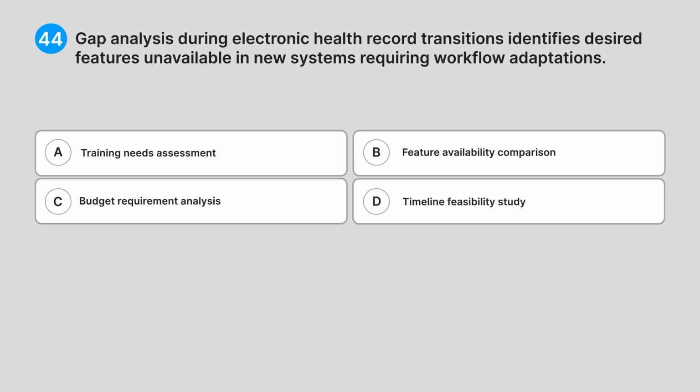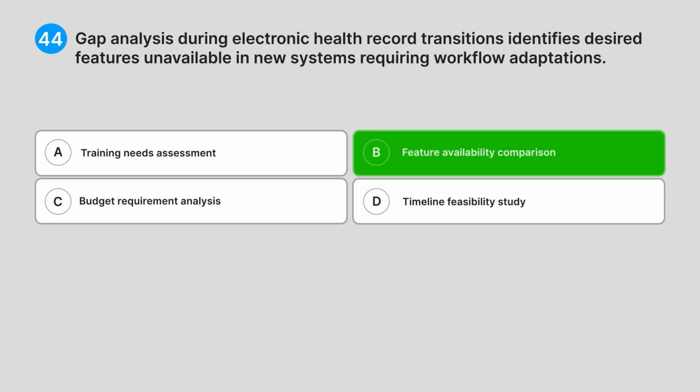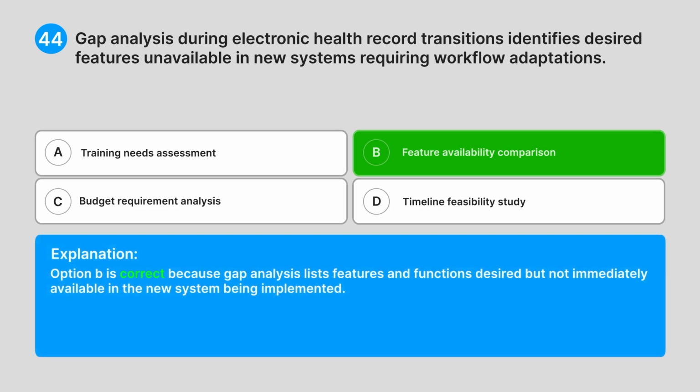Correct answer. B. Feature availability comparison. Explanation. Option B is correct because gap analysis lists features and functions desired but not immediately available in the new system being implemented.